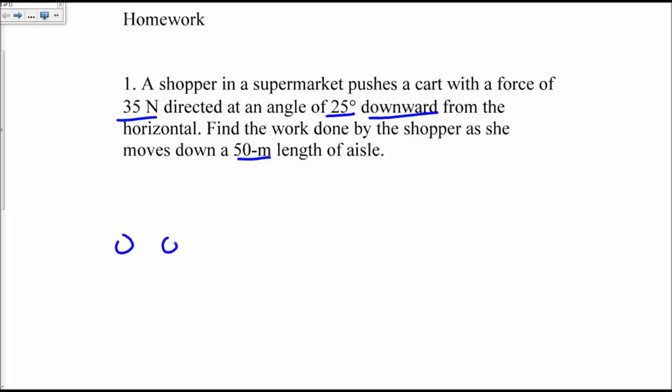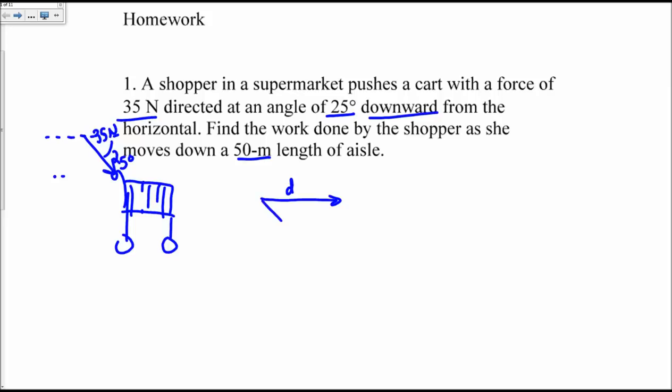So here's our shopping cart. We're pushing downward with a force of 35 newtons, and the angle here, this angle right here, is 25 degrees. So my displacement is in this direction, and my force is in this direction, and this angle is 25 degrees.